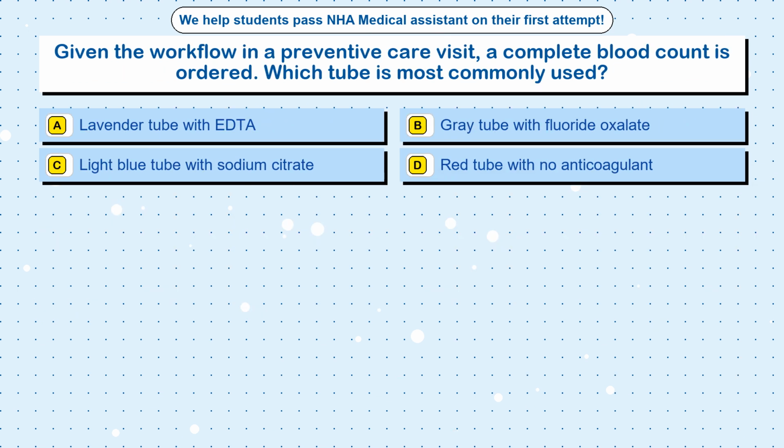Question 73. Given the workflow in a preventive care visit, a complete blood count is ordered. Which tube is most commonly used? Option A, lavender tube with EDTA. Option B, gray tube with fluoride oxalate. Option C, light blue tube with sodium citrate. Option D, a red tube with no anticoagulant.